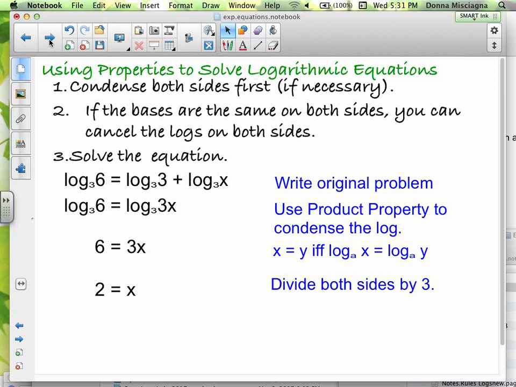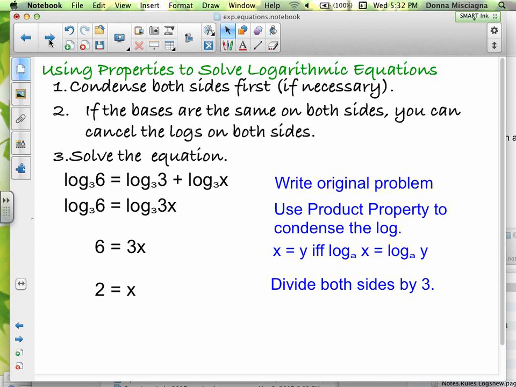All right, so now once we've condensed, we have log base 3 of 6 equals log base 3 of 3x. We have log equals log. And we know that 6 equals 3x if and only if log base 3 of 6 equals log base 3 of 3x. If the bases match, what follows is equal, so we can drop them. So now we have 6 equals 3x and x equals 2. How simple is that? Now, the only thing is we have log equals log, not log equals number.